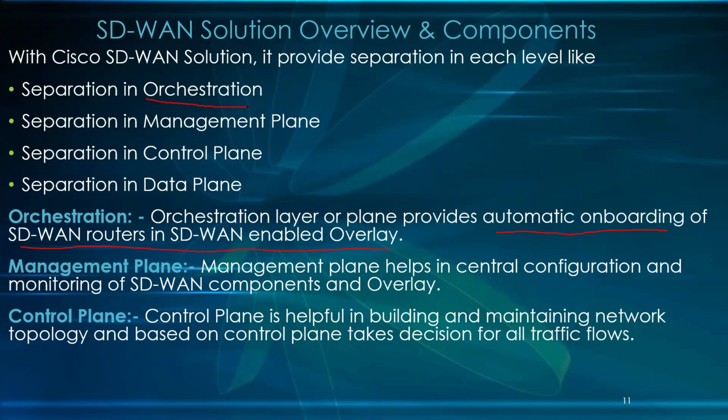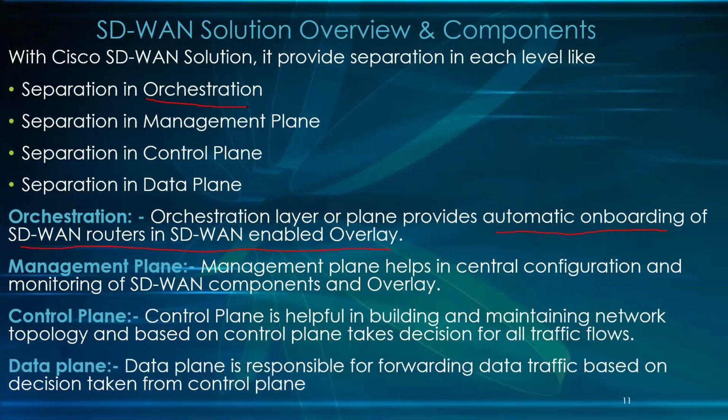Once that control plane is done, your data plane will follow that control plane information and will forward the traffic. So the data plane is responsible for forwarding data traffic based on the decision taken from the control plane, right? So what does it mean? It will use the control plane information to forward the data traffic.